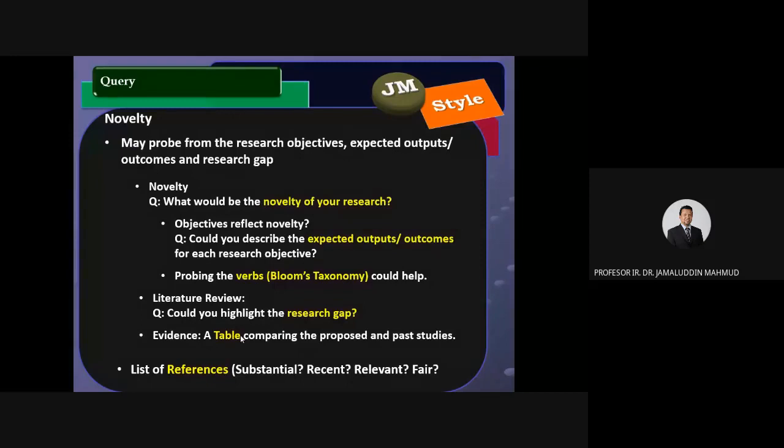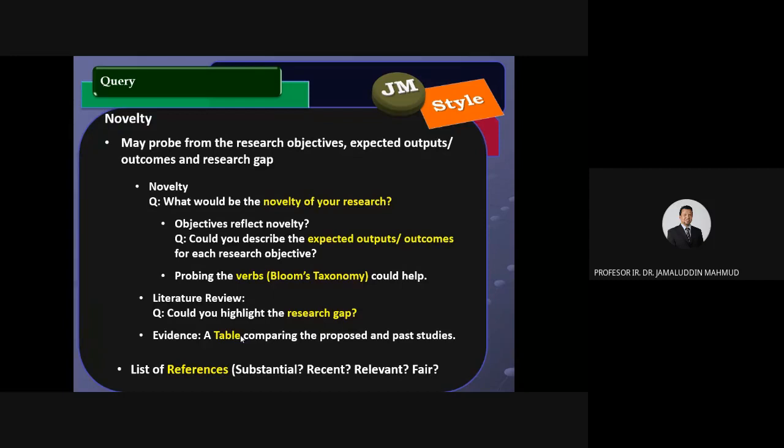And also from the literature review, we can look at the references, whether the references are substantial, recent, relevant, and fair. The importance of recent references is that some of the problems they discuss are said to lack research, but the main references are from 2010, which is like 10 years ago. It might not be recent. Within the time frame, maybe the last five years, somebody has solved that. So it's also good to probe the references, whether they are recent.